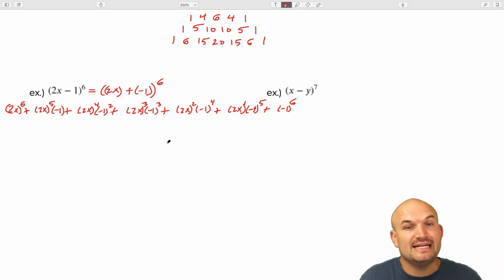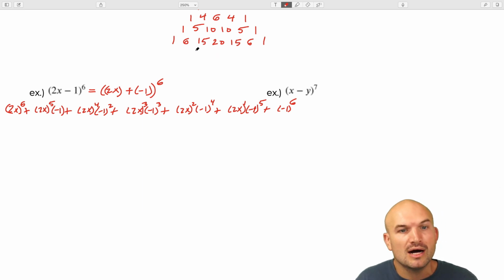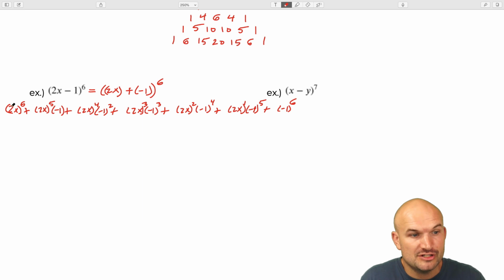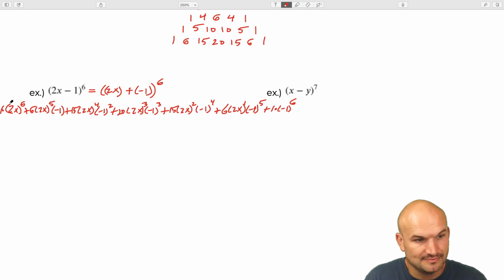Now, the only other thing we need to remember, which a lot of students forget, is to include these coefficients. And again, another way to check if you're doing this right or wrong is if you have a term that doesn't have a coefficient, then you made a mistake. So 6, this is 15. This was what, 20? 15, 6, and then 1. Okay, now it's just going to come down to simplifying everything.